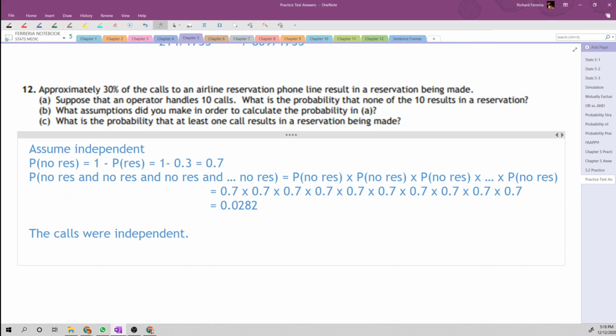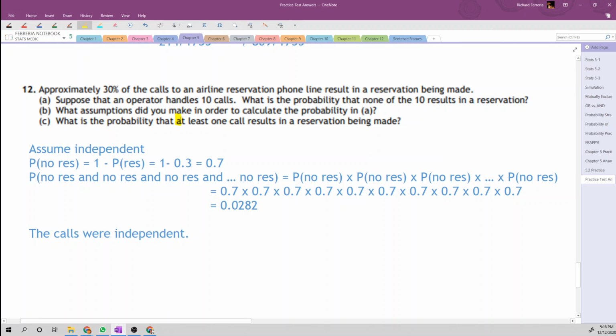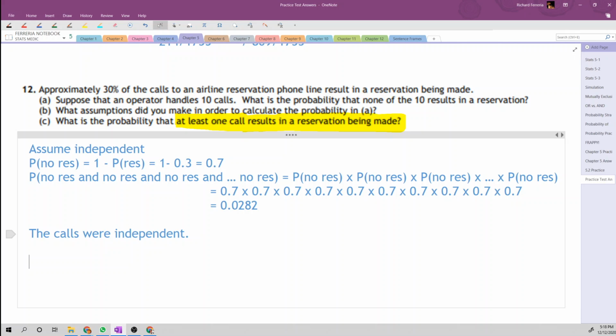Okay. And lastly, what's the probability that at least one call results in a reservation being made? If you've been watching the other videos, then you've seen me highlight this "at least one call." Actually, this entire phrase goes together. So at least one call results in a reservation, and we think about the complement of that, which would mean no calls resulted in a reservation.